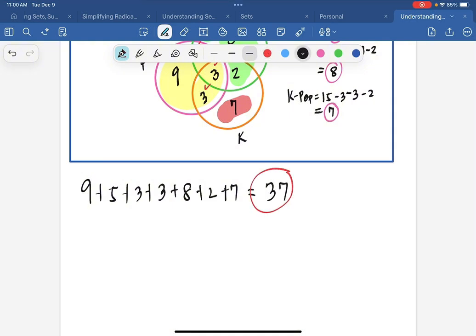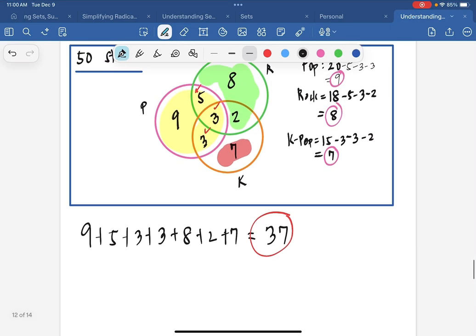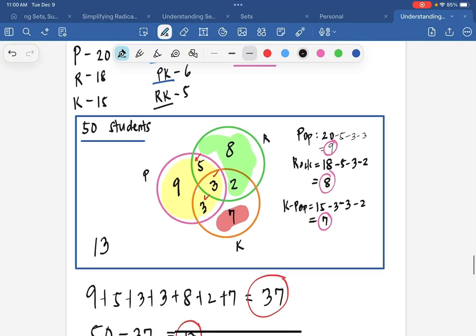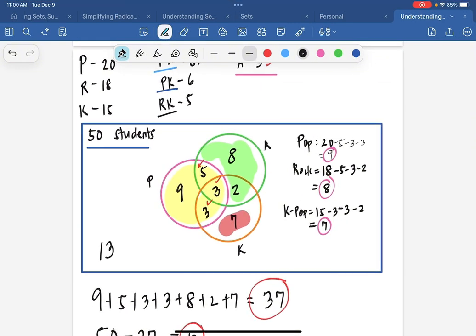So to find our complement, we just need to subtract from the total, or the universal set, the total number of students all in all, whether they like it or not. So 50 minus 37. The result is 13. So 13 is our complement. So we have 13 here. Now, we are done with identifying each number for each set and certain parts.